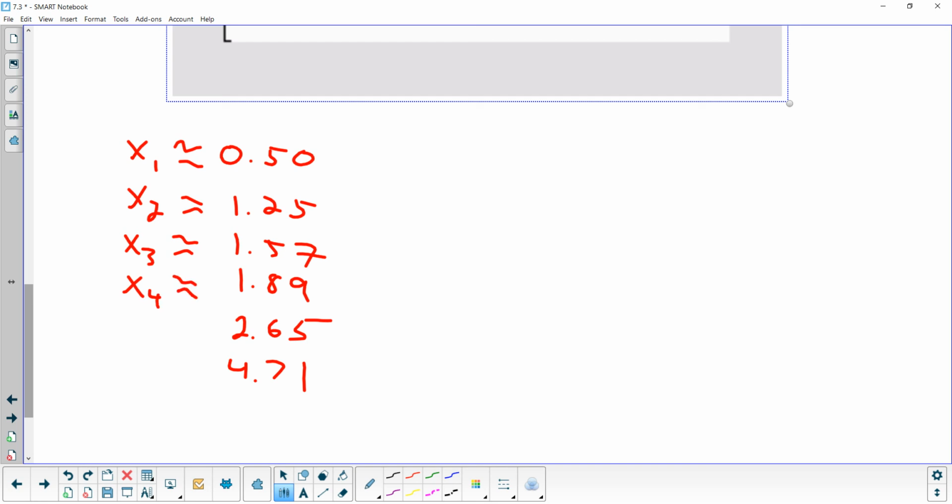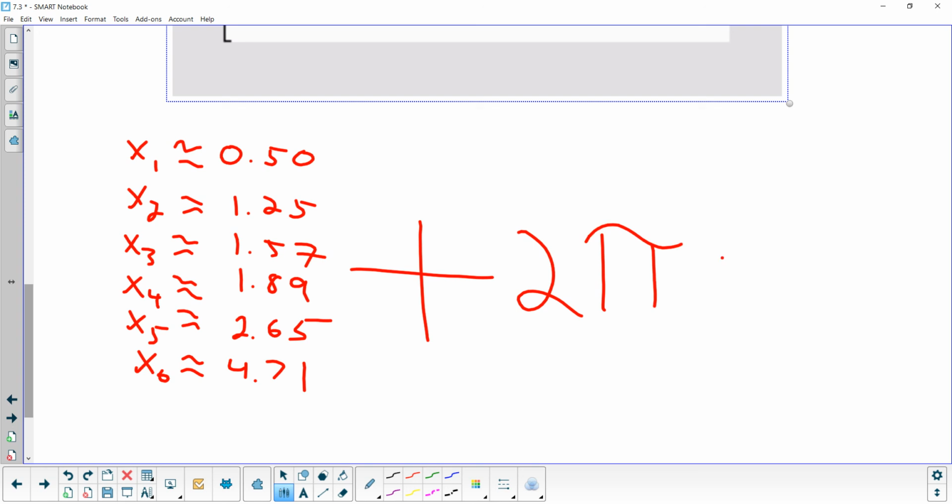And each one of these answers is going to repeat how often? Every 2 pi n. I'm just going to do a big plus 2 pi n on all of them. Yep. So the x max in the window was 2 pi, right? Yes. All right, so I must have written something wrong. So every one of those answers has a plus 2 pi n on it.